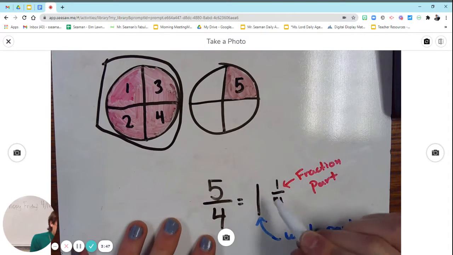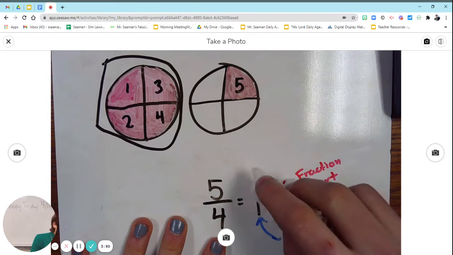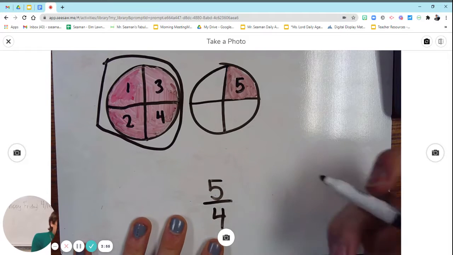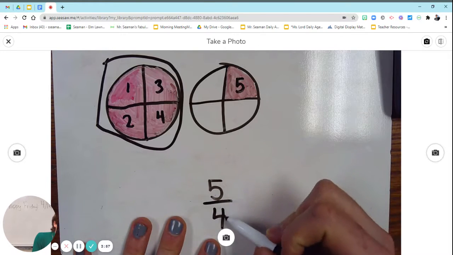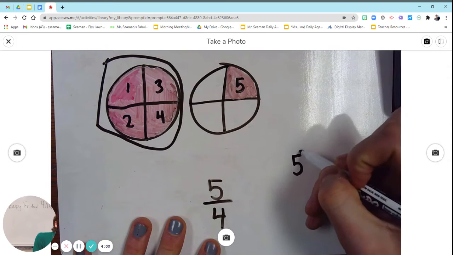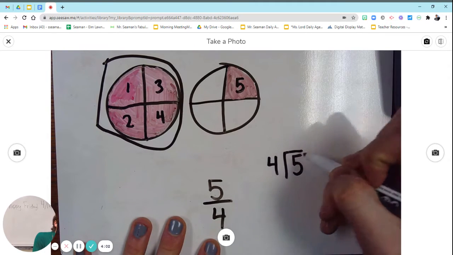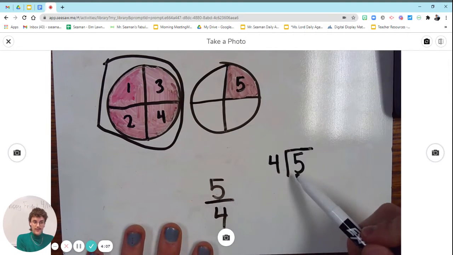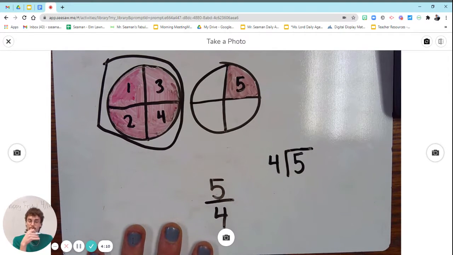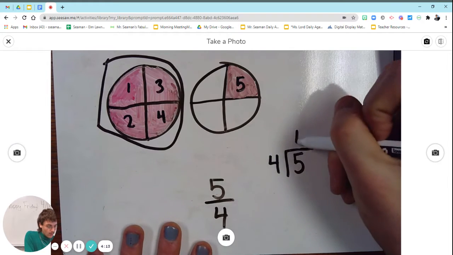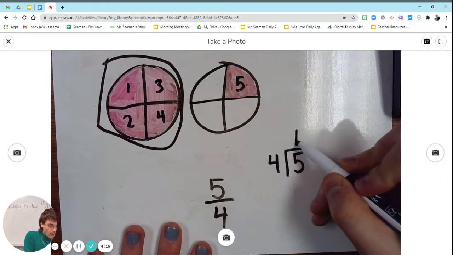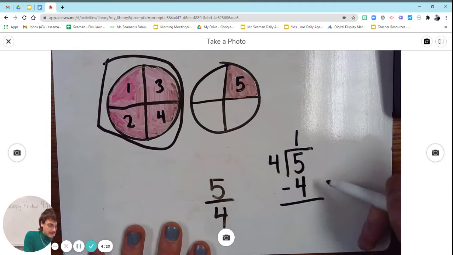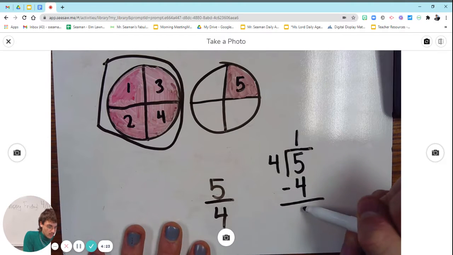And I'm going to do this one really quick for you. So if you take a look here and you think about 5/4, what we can do is divide 5 by 4. So I'm going to put 5 in my division box with 4 on the outside. Then I think about how many times does 4 go into 5 without going over it? Well, it goes in once. So we're going to put 1 there. When I multiply 1 times 4, I get 4. I'm going to subtract my number. 5 minus 4 equals 1.